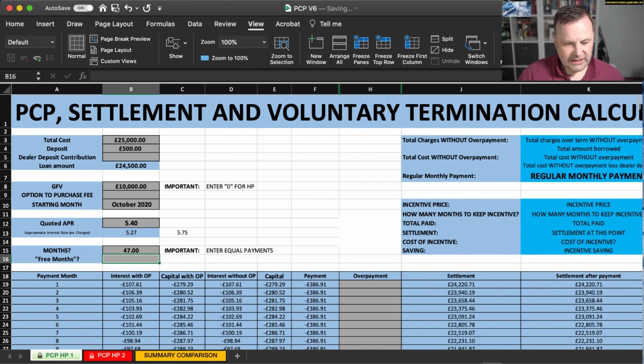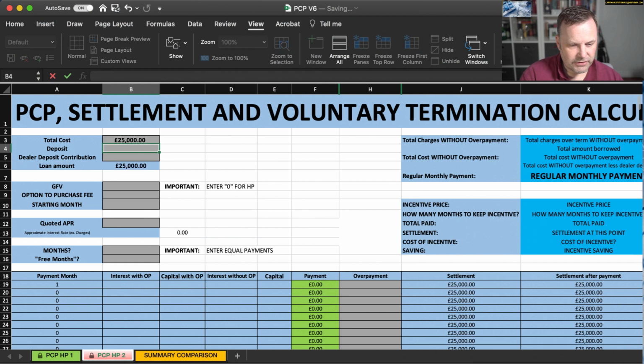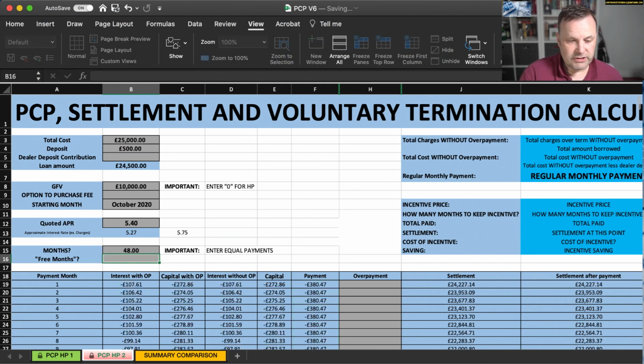We go to another dealer, everything is exactly the same apart from the term. So 25 grand purchase price, 500 deposit, guaranteed future value of 10 grand, starting month of October 2020, 5.4 APR, but this time there are 48 equal payments and month 49 is where your final value lies.